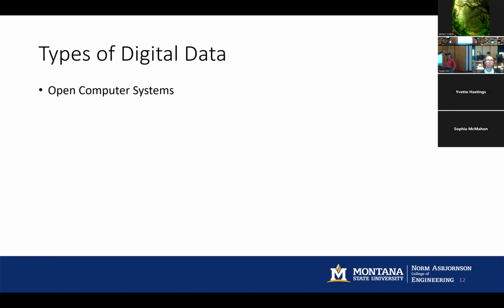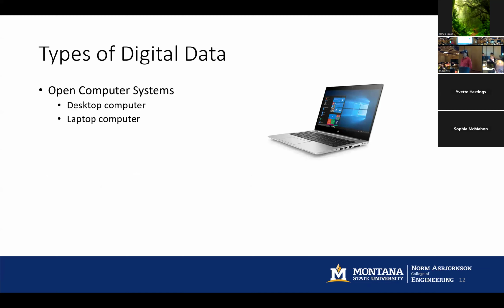And so we have different types of digital data. The first type is going to be our open computer systems. This is basically any type of computer system that has an operating system that gives us full control of that system, or pretty much a wide range of controls for the system. So who can give me an example of an open computer system? Our laptops. Yeah, exactly.